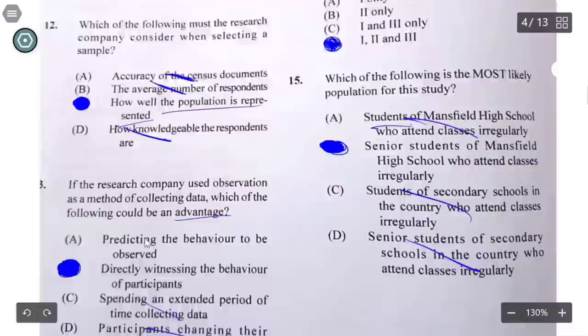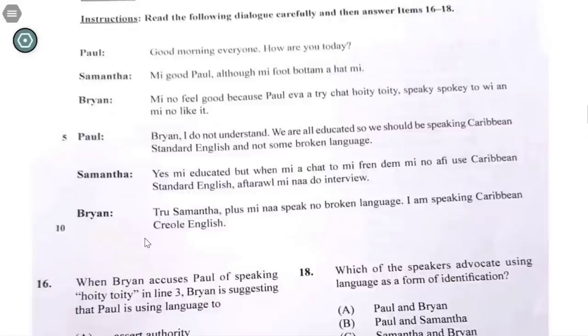Number 16 to 18 refers to this thing here. This seems like a dialogue.